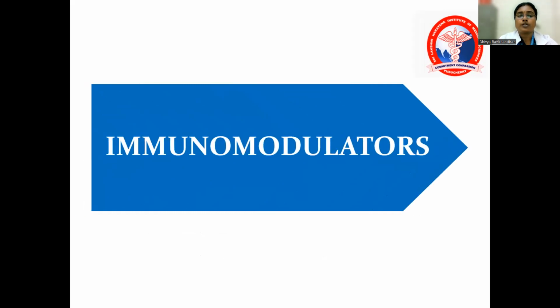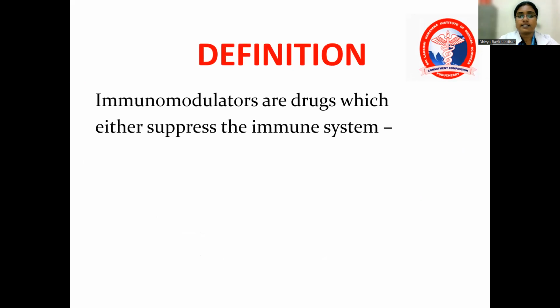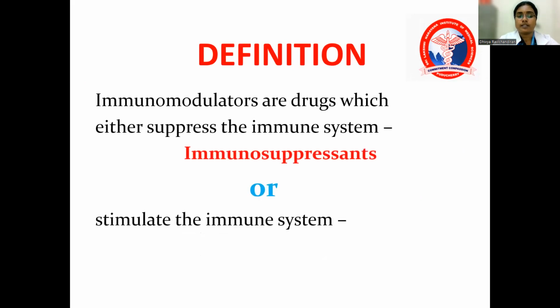So coming to the proper topic, immunomodulators. Immunomodulators are defined as drugs which either suppress the immune system or stimulate the immune system. Those which suppress the immune system are called immunosuppressants, and the drugs which stimulate the immune system are called immunostimulants.